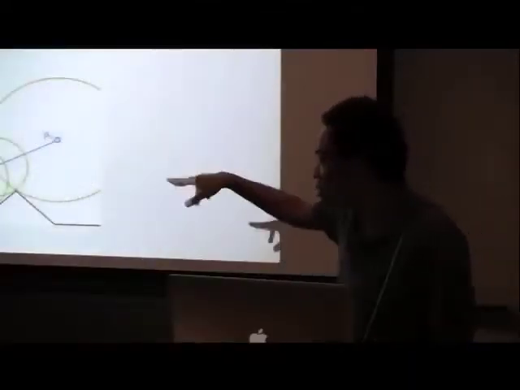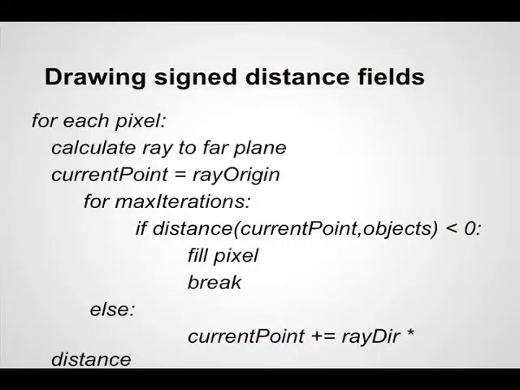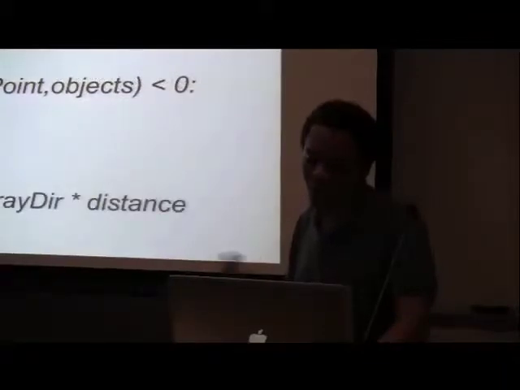So this is a graphical example of that. Here's what the algorithm looks like. For every pixel, you calculate a ray out to the far plane, set the point to the origin, for max iterations, which is probably around 16 to 64, depending on how detailed you want your raycast to be. If your distance is within the point, just fill the pixel as before and exit the loop. Otherwise, move the ray forward.